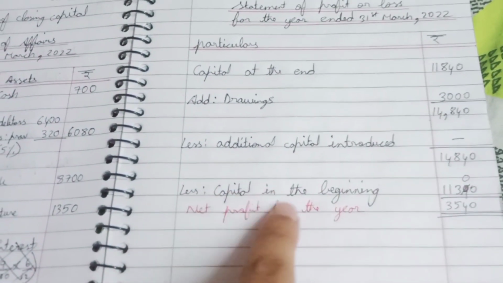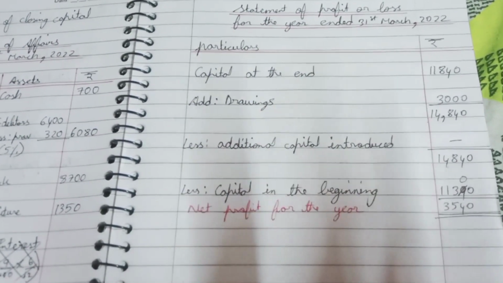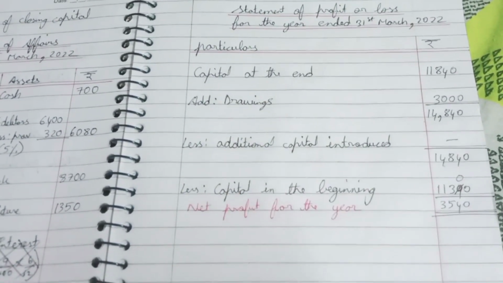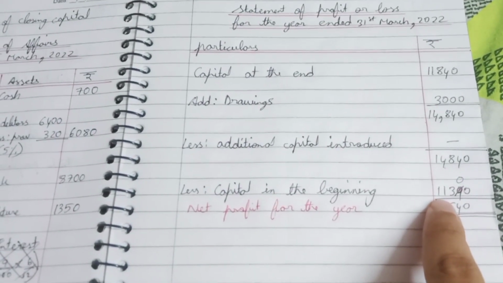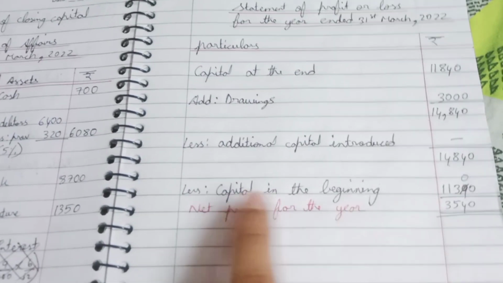Less capital in the beginning. How much capital is there in the beginning? The capital in the beginning of the year we have taken out from the statement of affairs, that is 11300. If you subtract these two, you get 3540 net profit for the year.